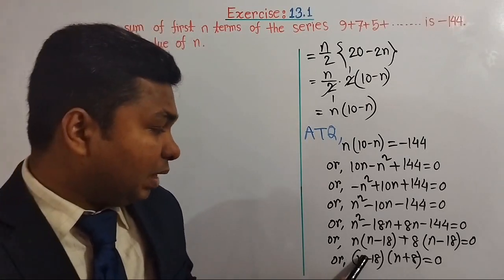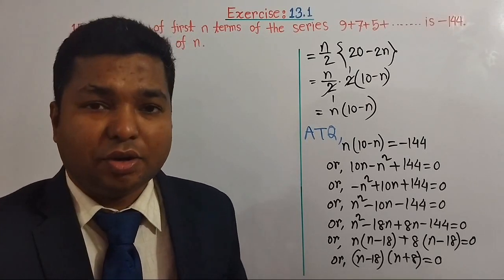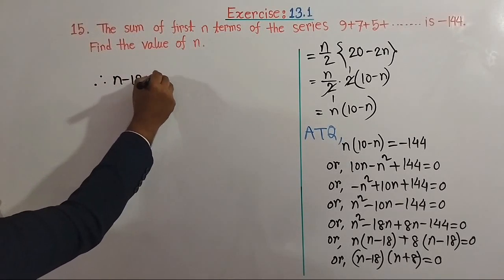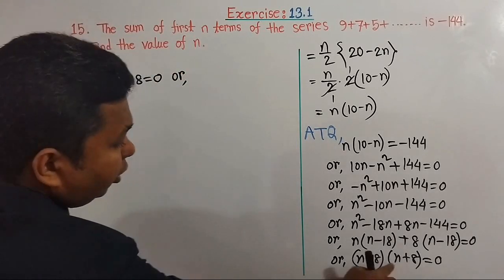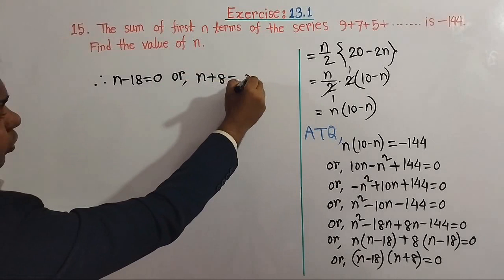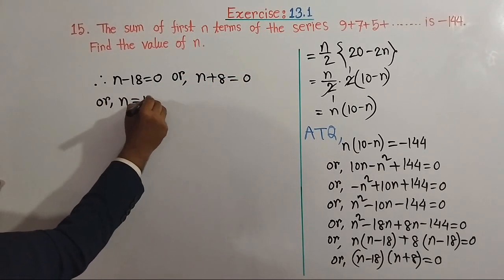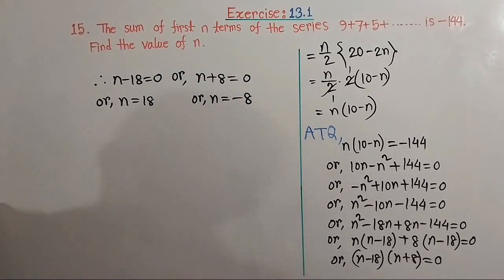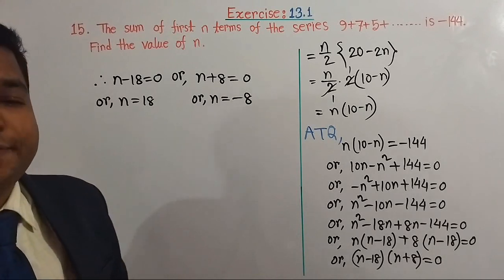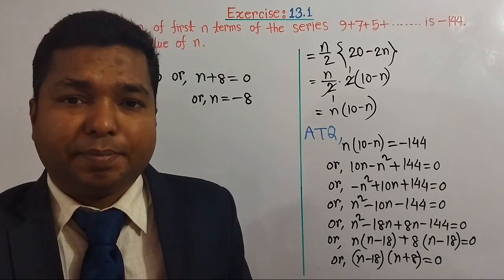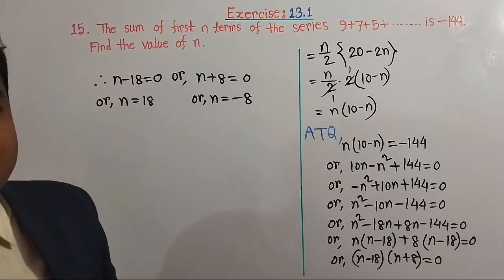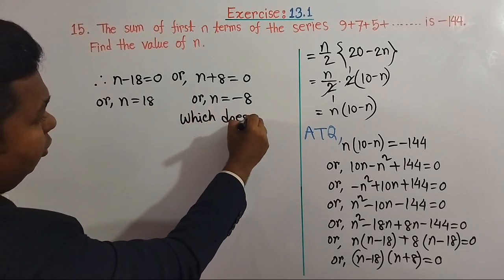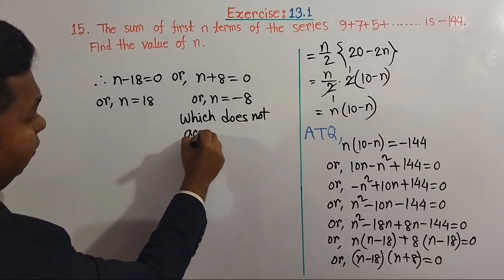Now here the multiplication of two factors is 0. So we can write the first factor, that is n minus 18 equal to 0, or the second factor, that is n plus 8 equal to 0, or here n equal to 18 or n equal to minus 8. Here n is the number of terms, so the value of n can't be a negative number. So n equal to minus 8 is not acceptable.